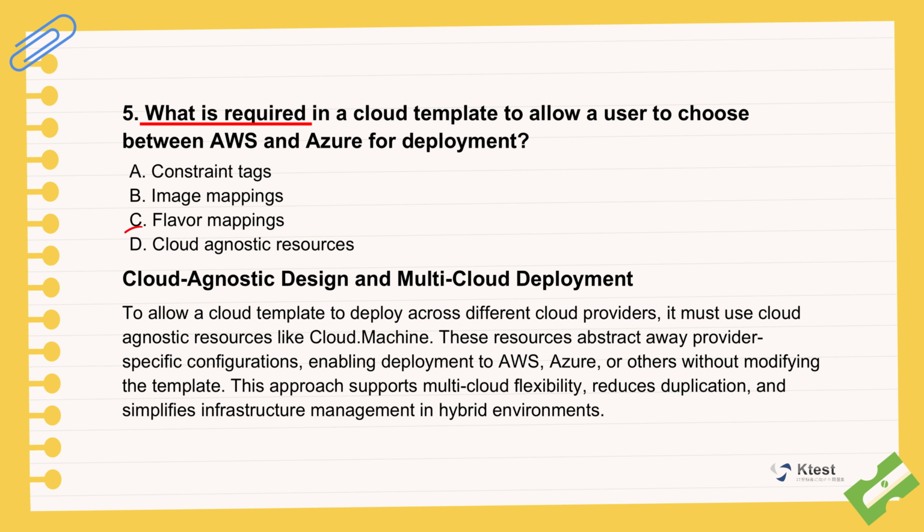It uses things like image mappings. This generic Linux image means this AMI in AWS and this image in Azure. And flavor mappings. This generic medium size means this instance type here and that VM size there. Wow, okay. This cloud-agnostic approach is just fundamental for avoiding vendor lock-in. It lets you use the best services from different clouds, gives you flexibility, maybe even better negotiation power. That's a massive advantage in the real world.